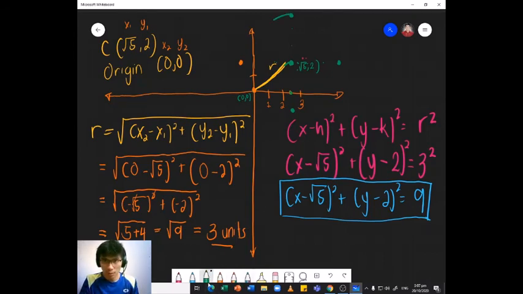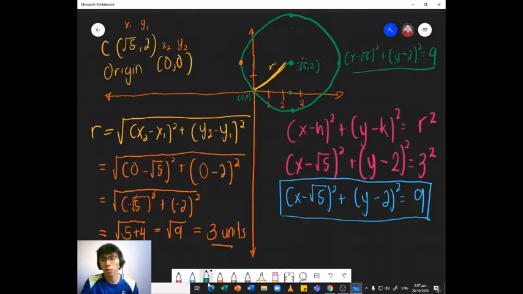Okay, it should pass through the origin. There, I'm almost done. There you go. Okay, so therefore, this is now the graph of our circle. So we have the equation x minus the square root of 5 squared plus y minus 2 squared is equal to 9. Okay, so that's how we do it, ladies and gentlemen.